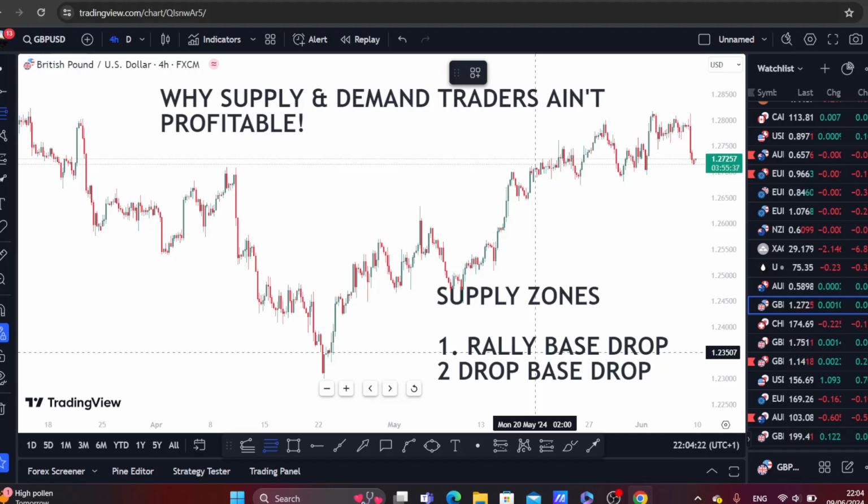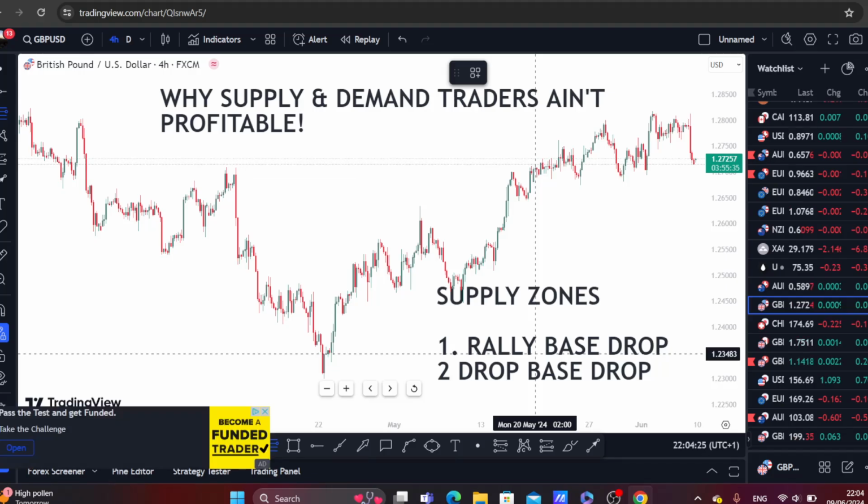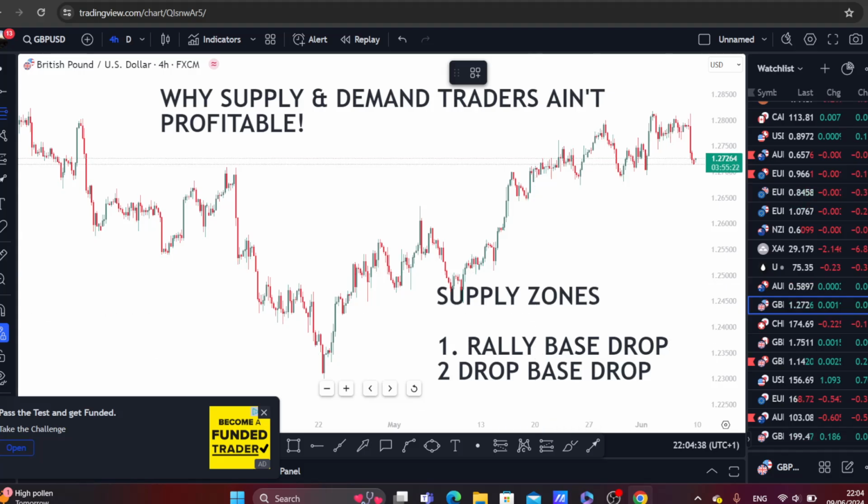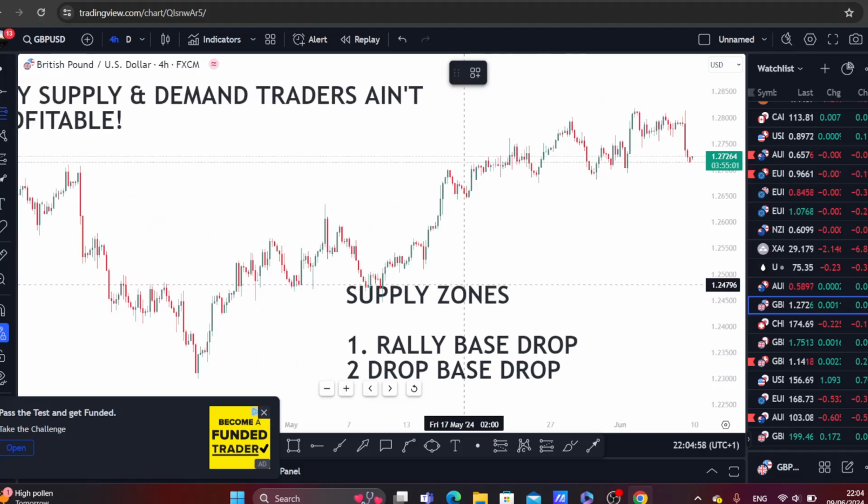Okay, so on this 4-hour chart of GBP, I will explain why, if you're a supply and demand trader, you're not being profitable. This is a higher time frame, not a lower time frame. I will mark out supply zones, and I'll tell you if the zones are rally base drop or drop base drop. So let's start from this low.